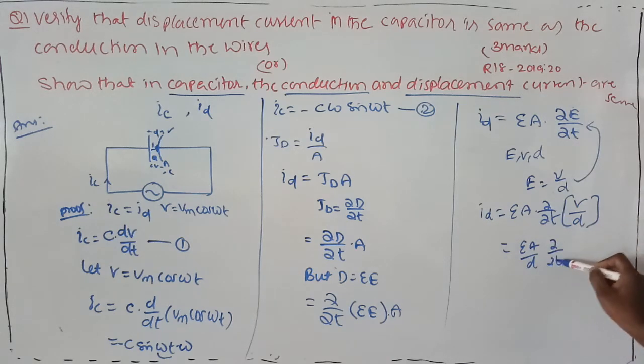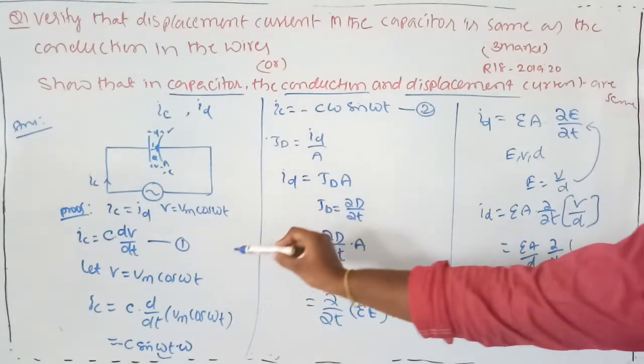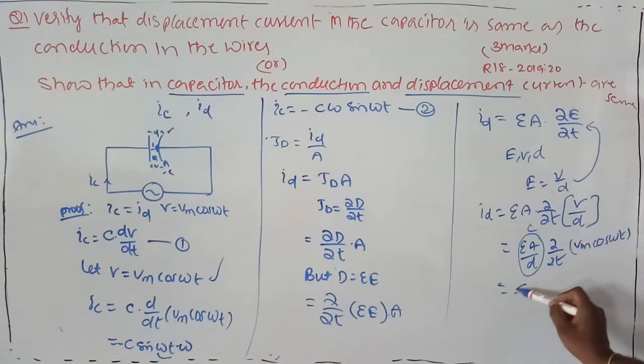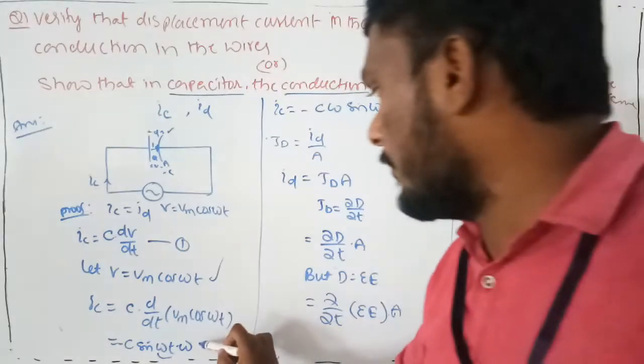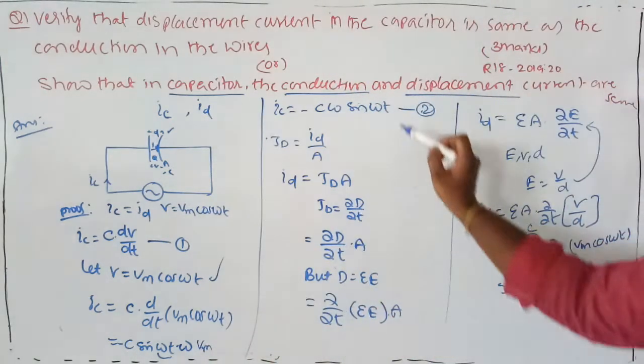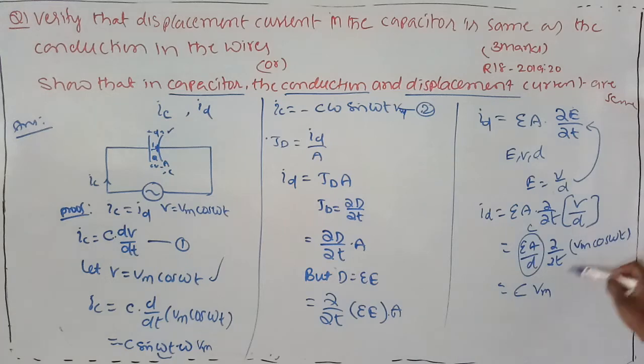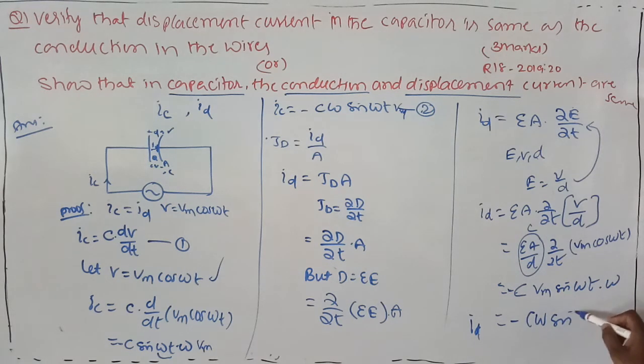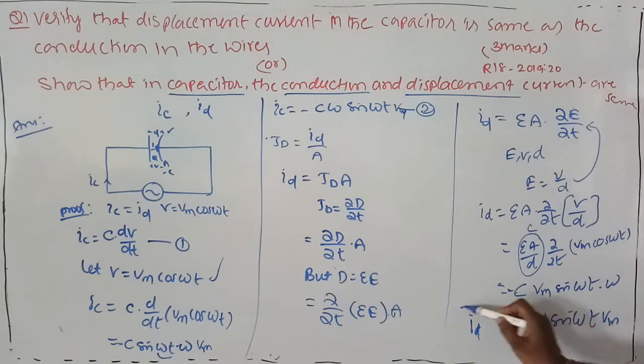What is the ∂/∂t of V? V is from the equation: V is equal to Vm cos omega t. So this epsilon A by d is C. Differentiation of Vm cos omega t is Vm, and here we forgot one term, that is Vm, and here Vm into minus sin omega t into omega. If you rearrange this like equation 1, it will be i_d is equal to minus C omega Vm sin omega t. It is i_d.